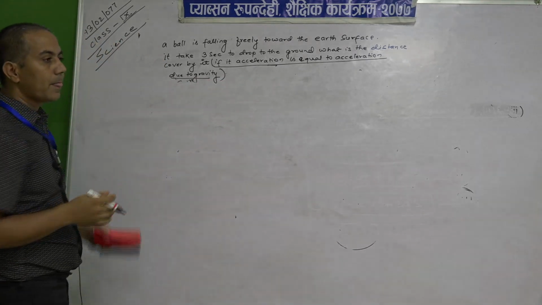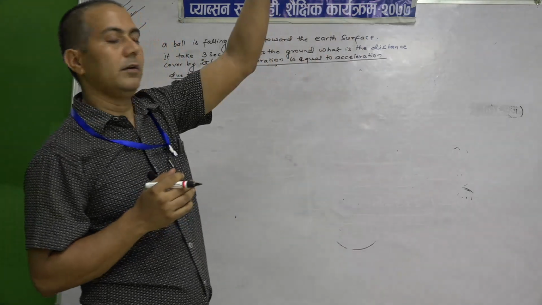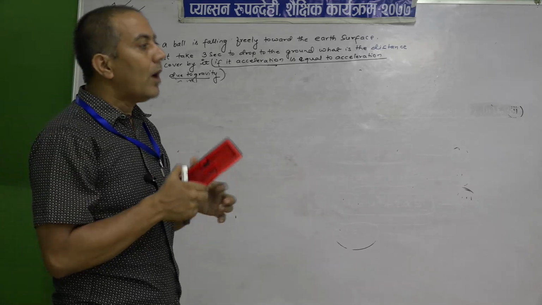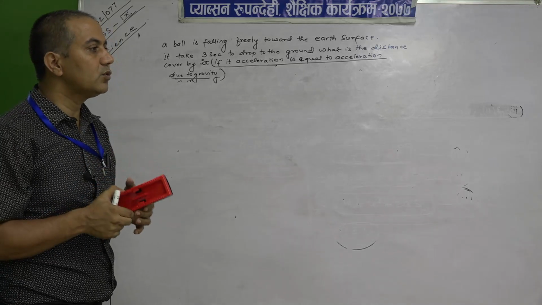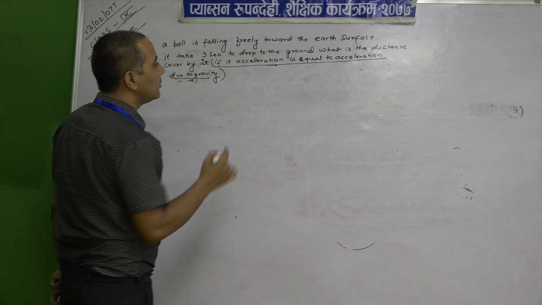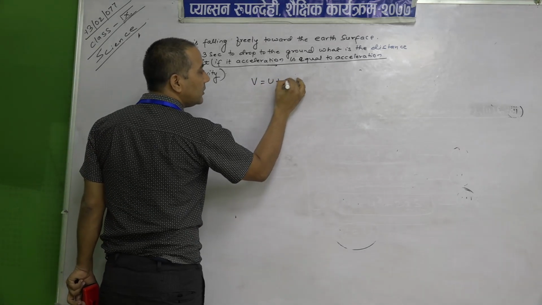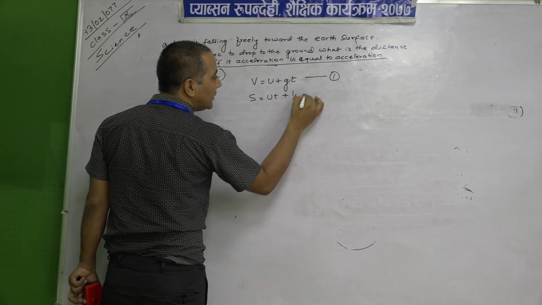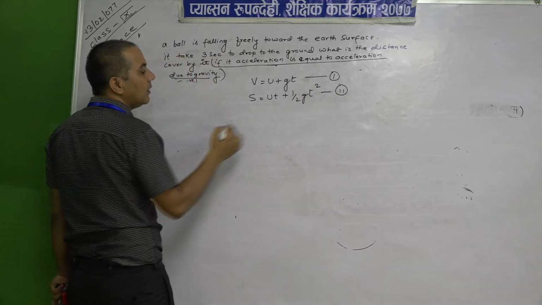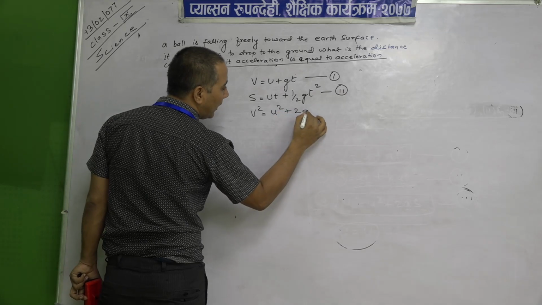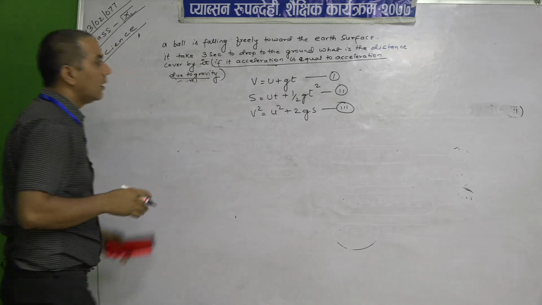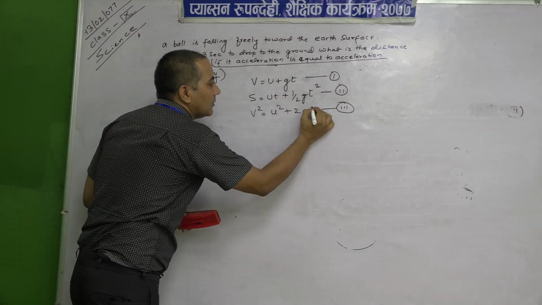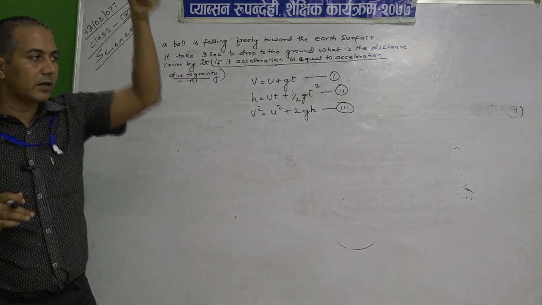Now comes the next one, if the body is thrown upward. When we throw a body upward, what types of equations of motion will we have? In vertical motion, we have written the first equation v equals u plus g t. Second equation, s equals u t plus half g t square. Third equation, v square equals u square plus 2 g h, sorry, it is written as g h. So, it is for the vertical moving object.